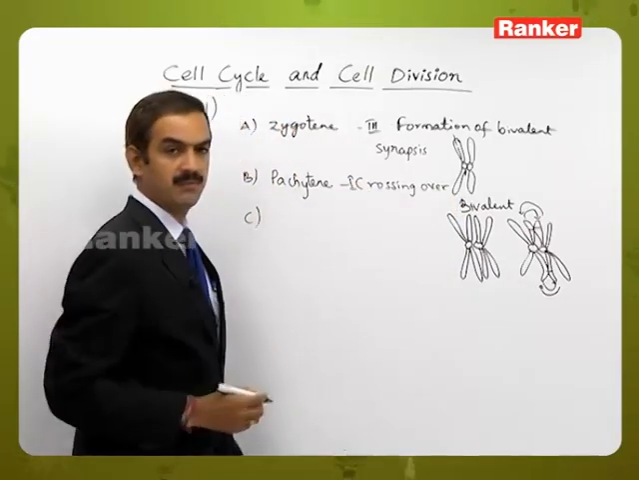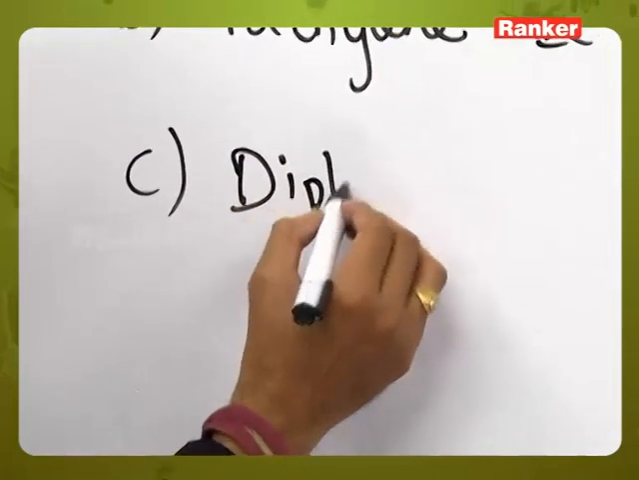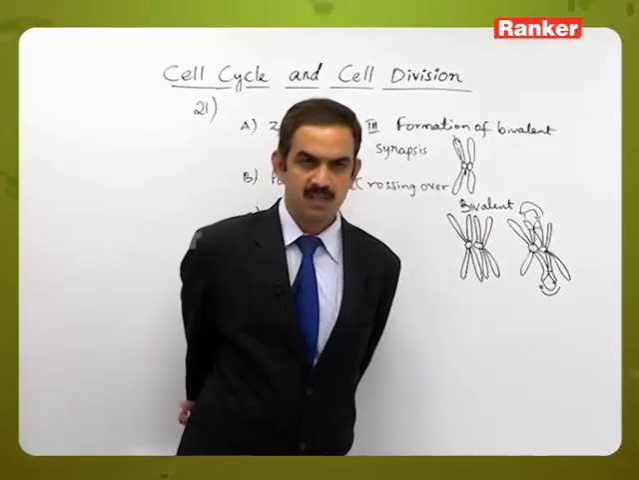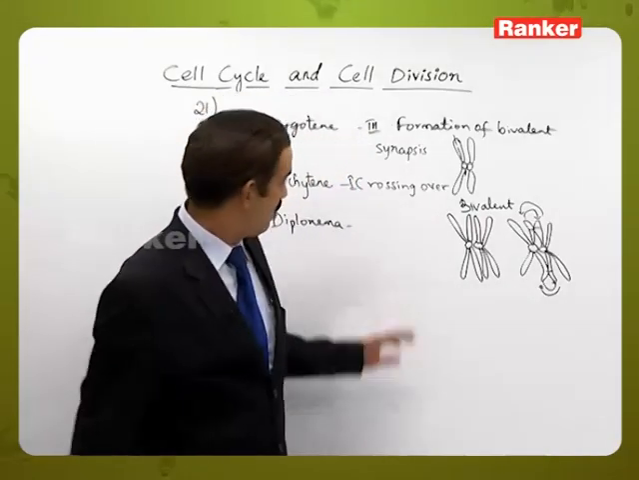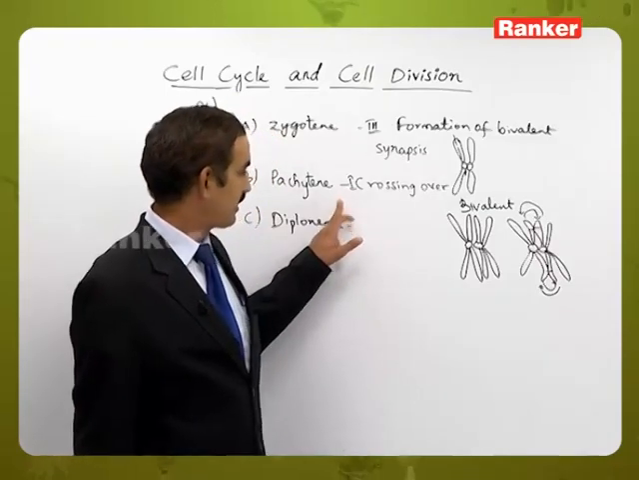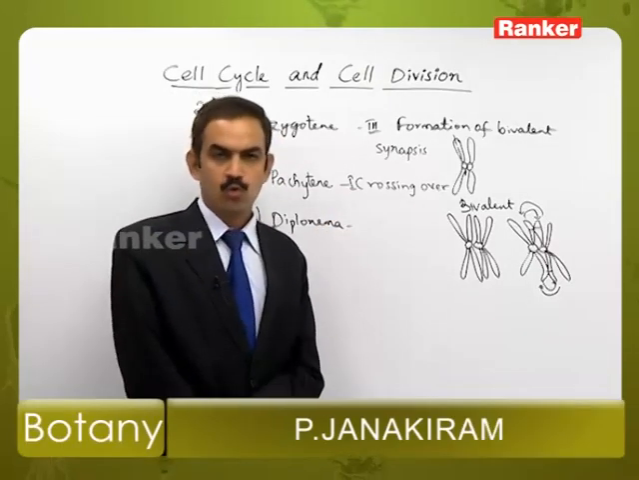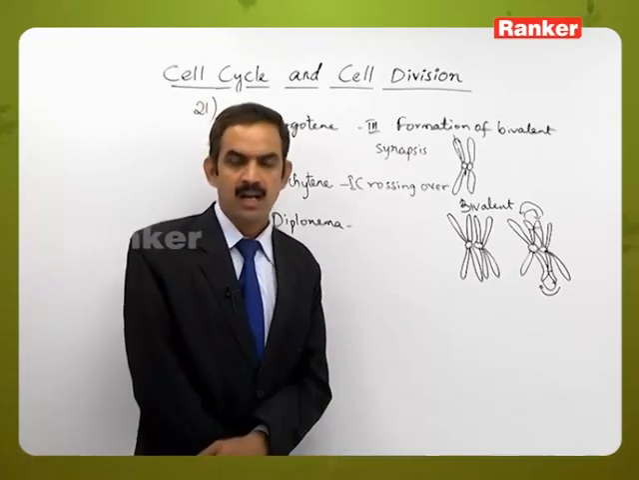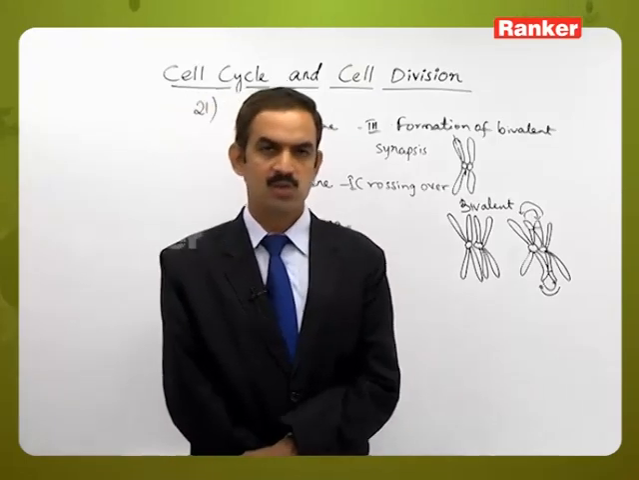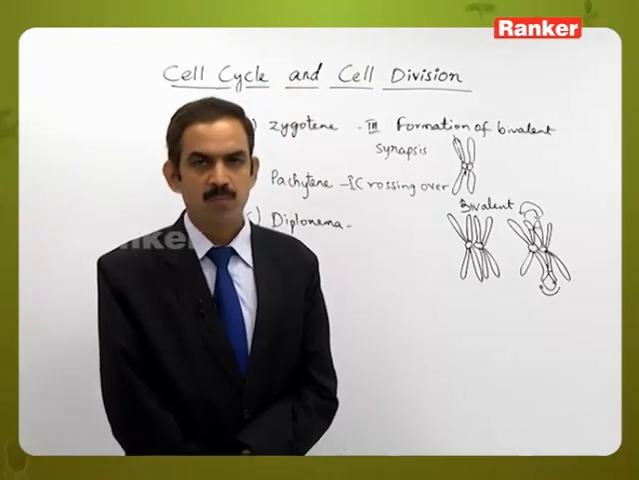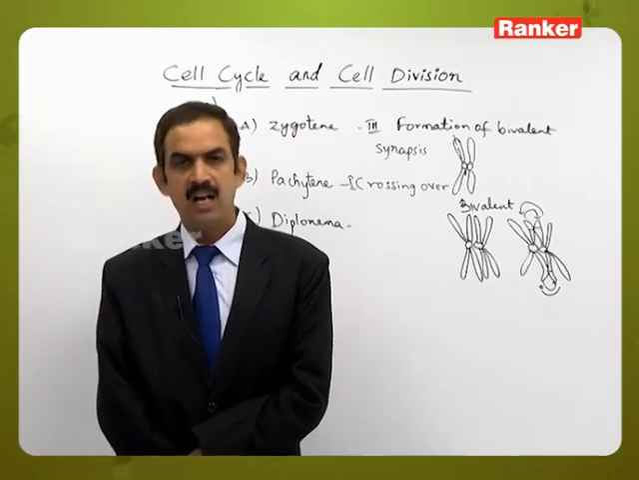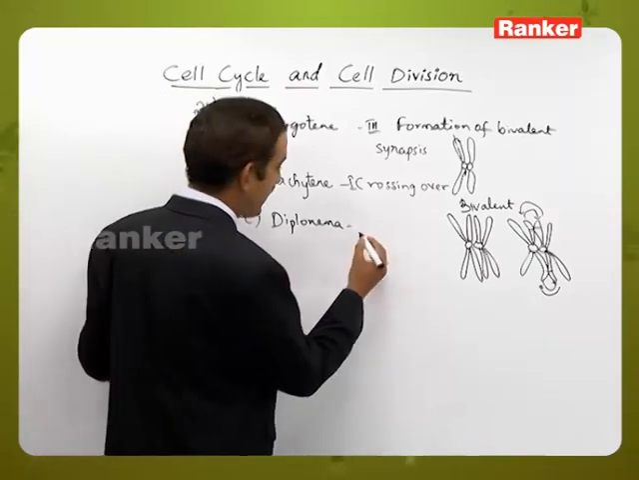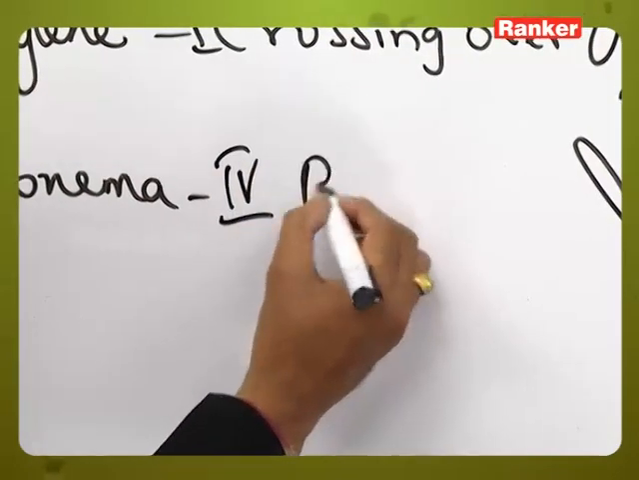And C, diplonema. The next stage after pachytene is diplonema, where, up to the pachytene stage, there is an attraction between the chromosomes, but here the synaptonemal complex will gradually dissolve and the attractive forces will also gradually decrease, and at the same time the repulsion between the chromosomes will occur, and because of that, they will try to move towards the opposite sides. So repulsion of paired chromosomes will occur. That is option number 4.